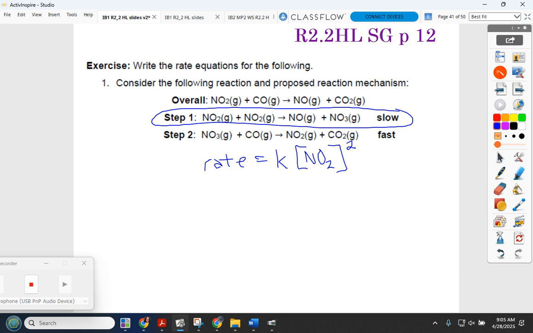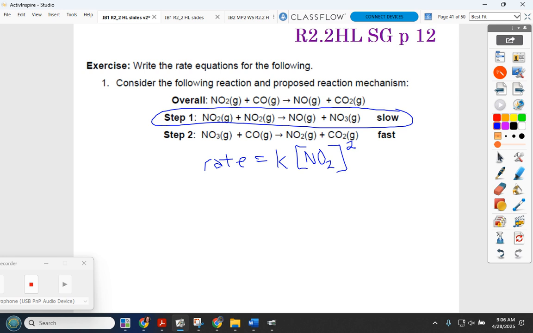What would you expect to happen if you did this reaction a couple of times and changed the concentration of carbon monoxide? What would happen to the rate? Yeah. It would stay the same. It would be 0 order, because it doesn't figure into our rate equation.